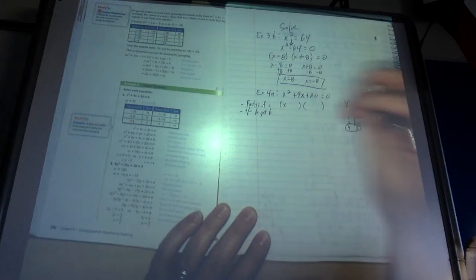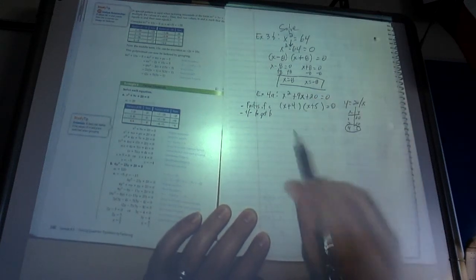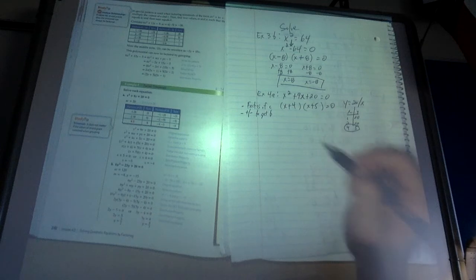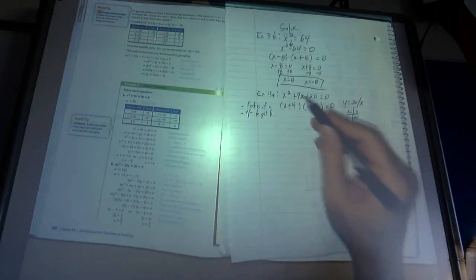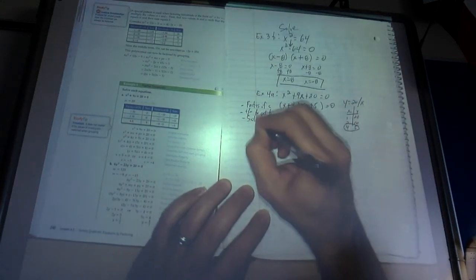Here are the two factors I need, and I'm going to write x plus 4 and x plus 5, and again, that equals 0. If you FOIL this, you get back to the quadratic. So make sure that your signs match up. 4 times 5 is 20, and 5x plus 4x is positive 9x. We've got to be good there. Now, we set the factors equal to 0 and solve. So our last step here now is to solve.